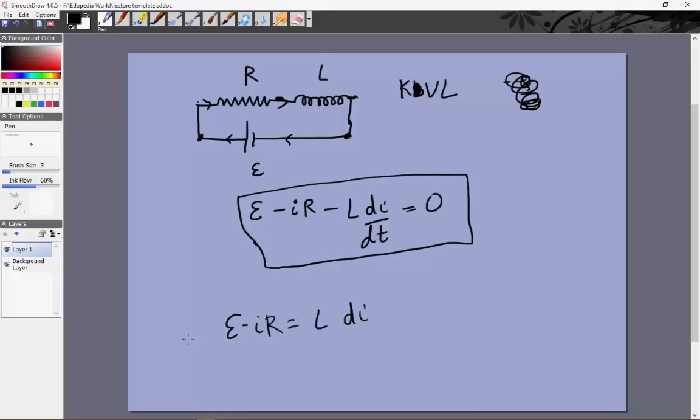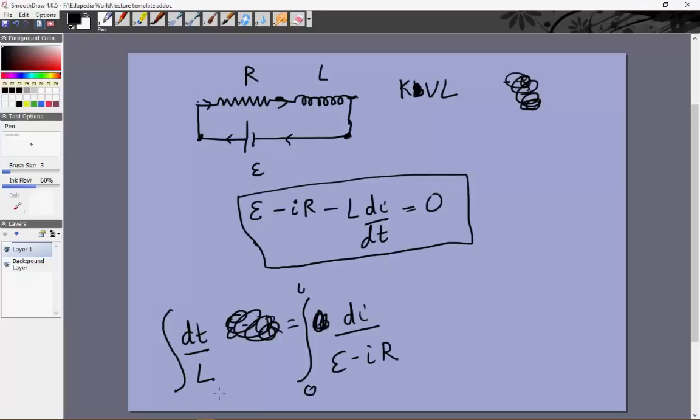So what I'll do is, I'll take dt towards this side and I'll take E minus IR towards this side, and I'll just, for the sake of it, take L towards this side as well. So this is the equation we get. We can integrate. If we attach the battery initially, then the initial current will be 0. Finally, let's say the current is I. Initially the time is 0. Finally, let's say the time is t.